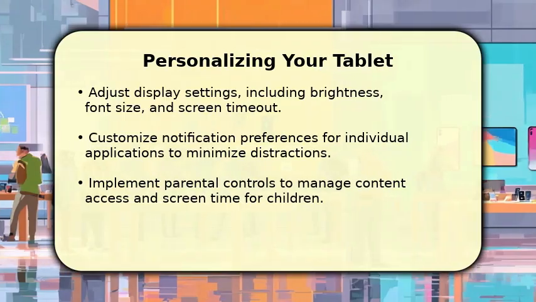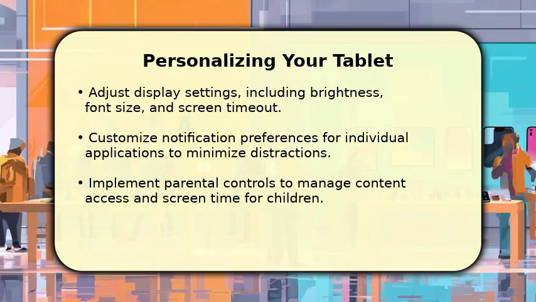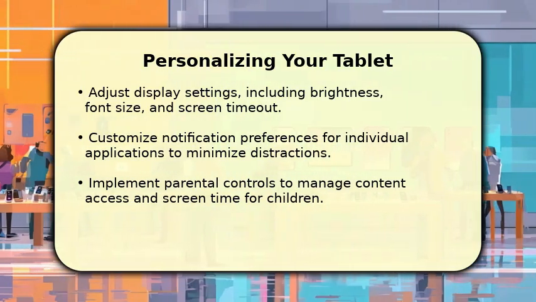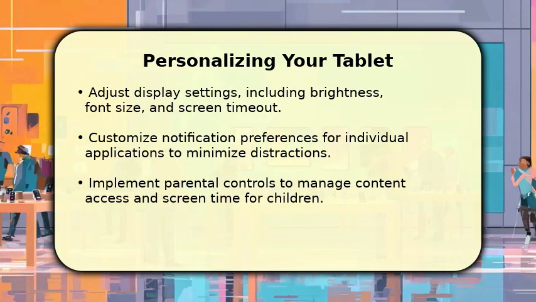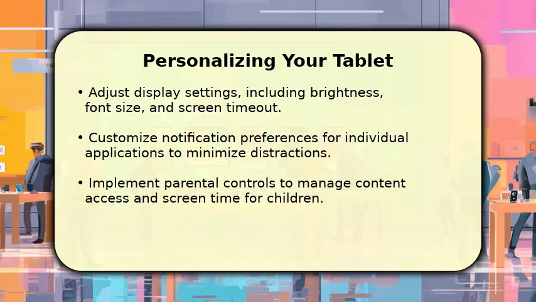Make your Amazon tablet truly yours by customizing its settings. Navigate to the Settings menu to adjust the display brightness and font size for optimal viewing comfort. You can also fine-tune notification preferences for each app, ensuring you only receive alerts that matter.